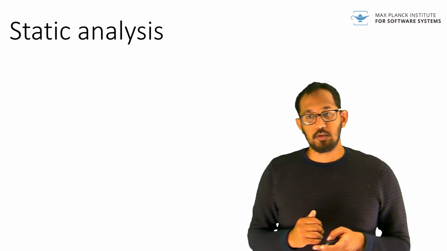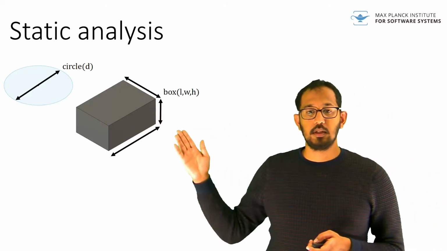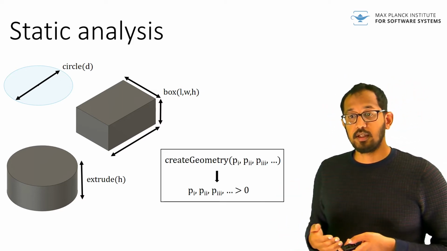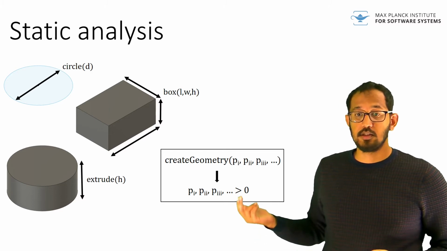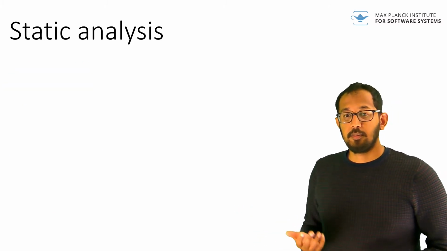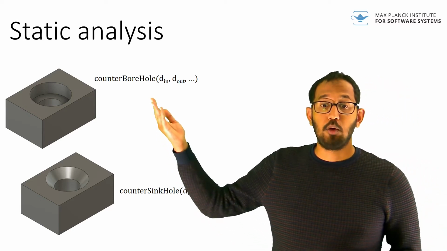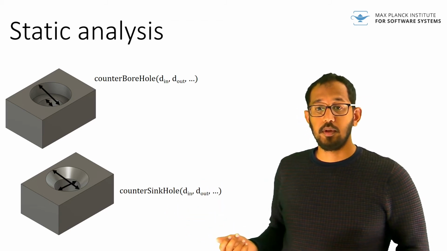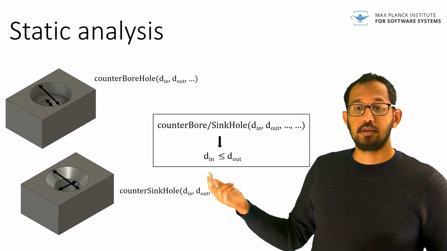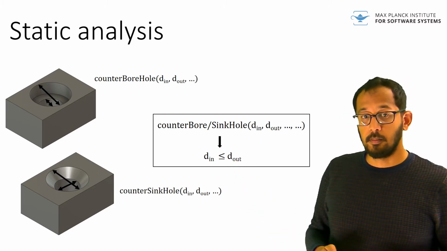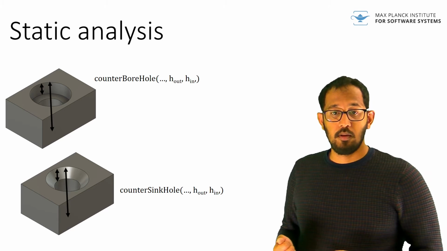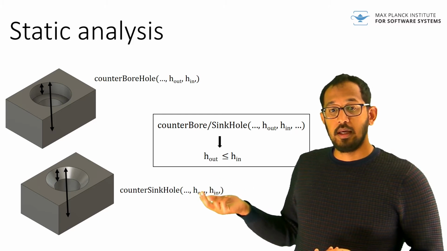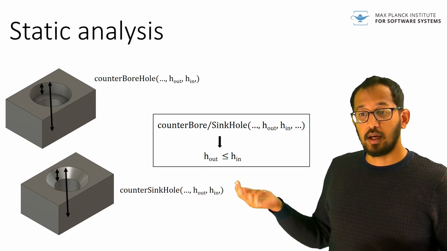Let's look at static analysis first. Some straightforward examples are making a circle, a box, or extruding a face. As we're creating new geometry here, we can constrain their parameters to any value greater than 0. Then there are some examples of operations such as counterbore hole and countersink hole. Here, by definition of these operations, for example, we have that the inner hole diameter needs to be less than the outer hole diameter. For these operations as well, what we find is, by definition, the outer hole height should be less than the inner hole height.